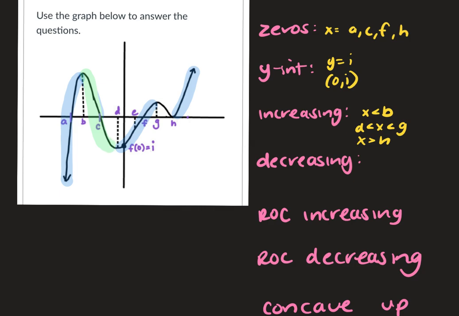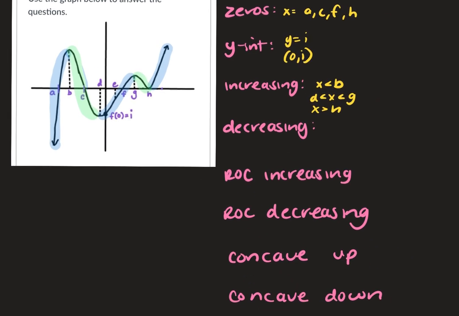All right, then decreasing is from B, let me do a different color. B to D and G to H. So B is less than X, which is less than D, and G is less than X, which is less than H.